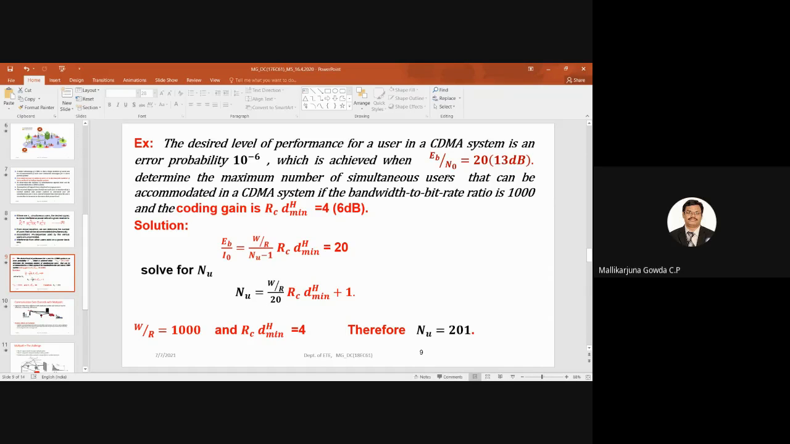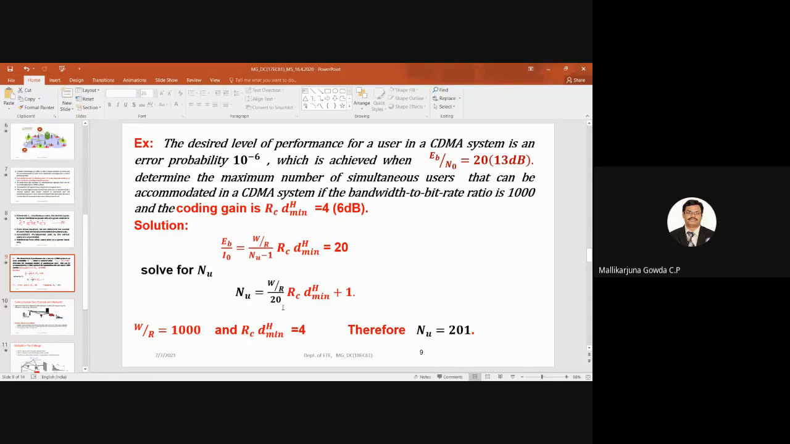So here while substituting, you need to take either ratio or only dB. It should be of common unit. If it is in dB, you need to add. If it is in ratio, directly substitute and say what it is, right? So it is 1000 by 20 into RC D minimum H, which is 4, given, right? So if you substitute those values, 1000 by 20 is how much?